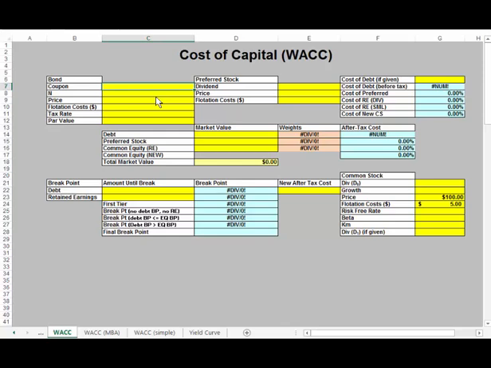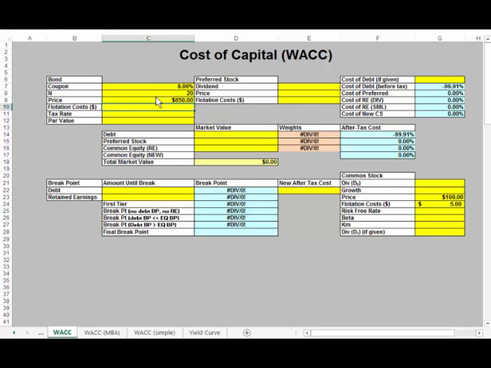So let's talk about a bond. This company has a coupon. It's an $80 or an 8% coupon bond, right? The price of this bond is currently $850. This bond has 20 years of maturity.